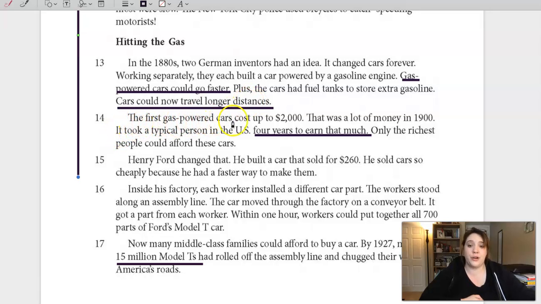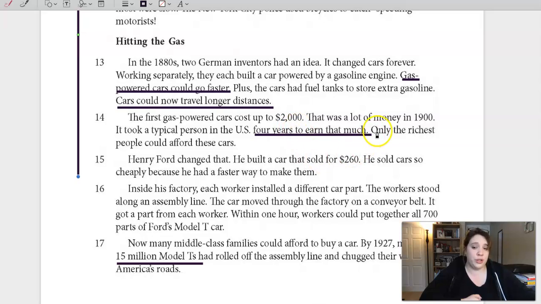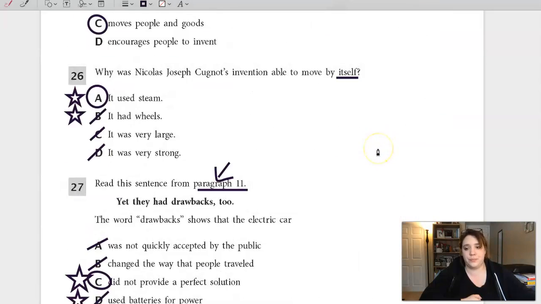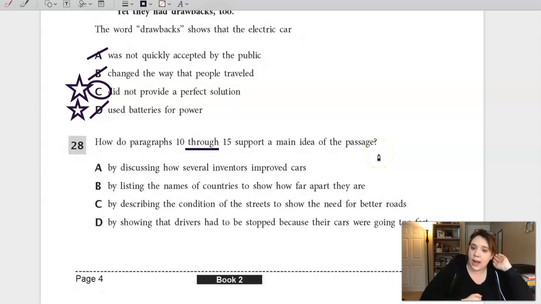The first gas-powered cars cost up to $2,000. That was a lot of money in 1900. It took a typical person in the U.S. 4 years to earn that much. Only the richest people could afford these cars. So we're going to go back and we're going to look at these.